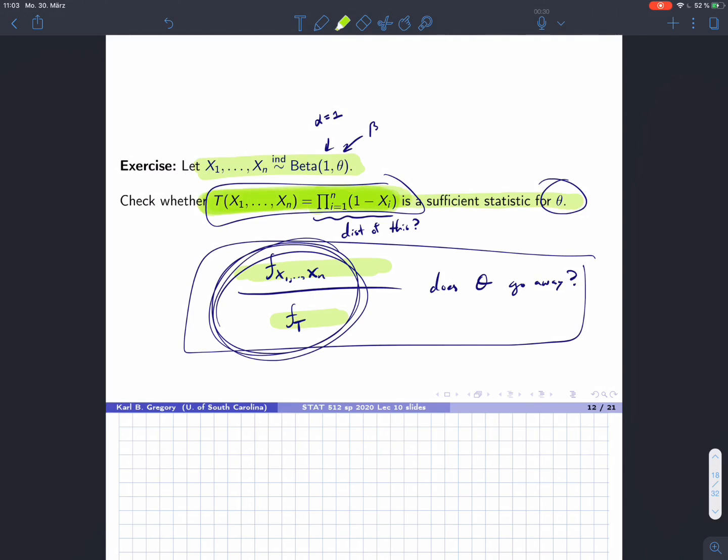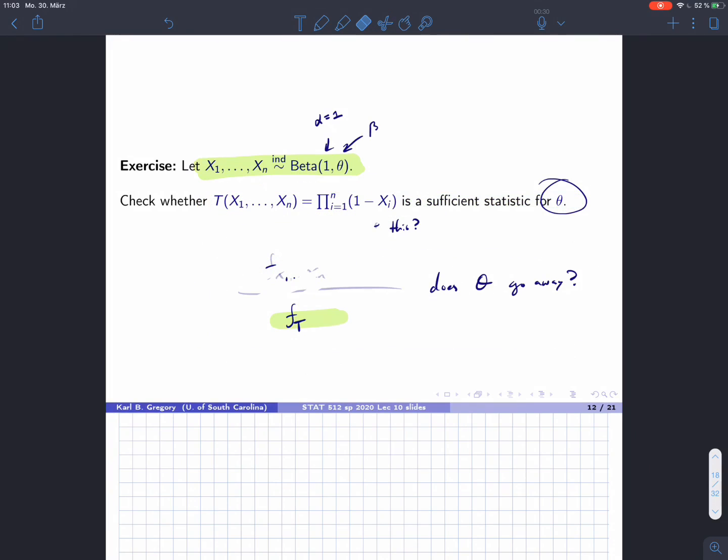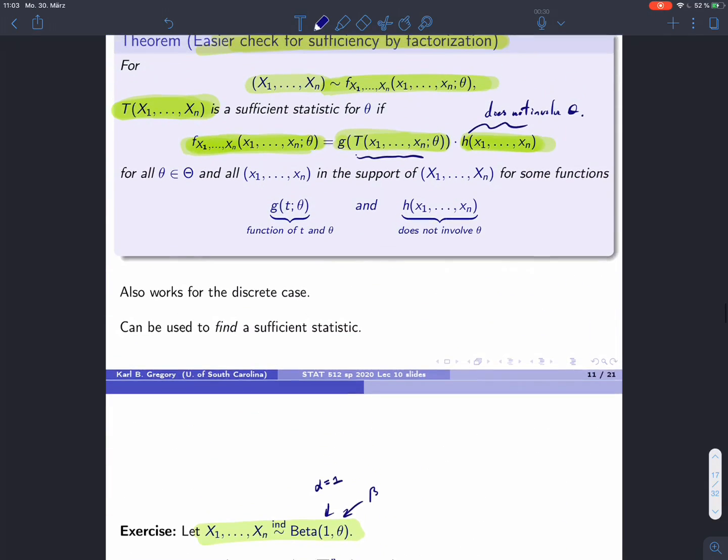And I, your professor, have no clue how to get the PDF of this thing. It's very complicated. So it's nice that we don't have to use that approach to check whether this is a sufficient statistic for theta. We can use the factorization theorem, which is this one.